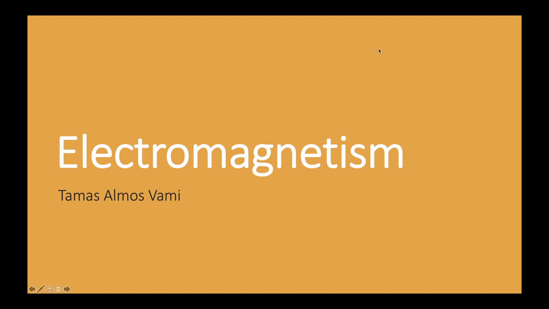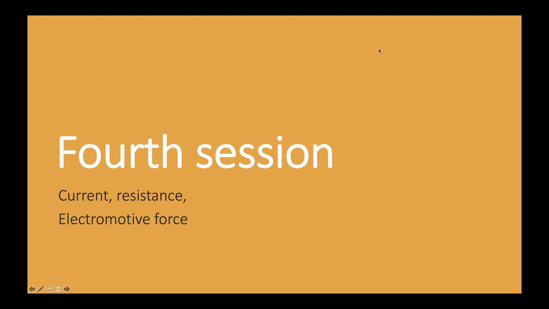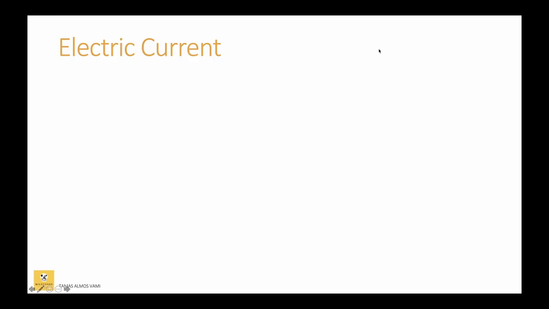Welcome to this next session of the electromagnetism module. In this fourth session, we will be discussing currents and resistance and a little bit about the Drude model in the end. So let's define the electric current.